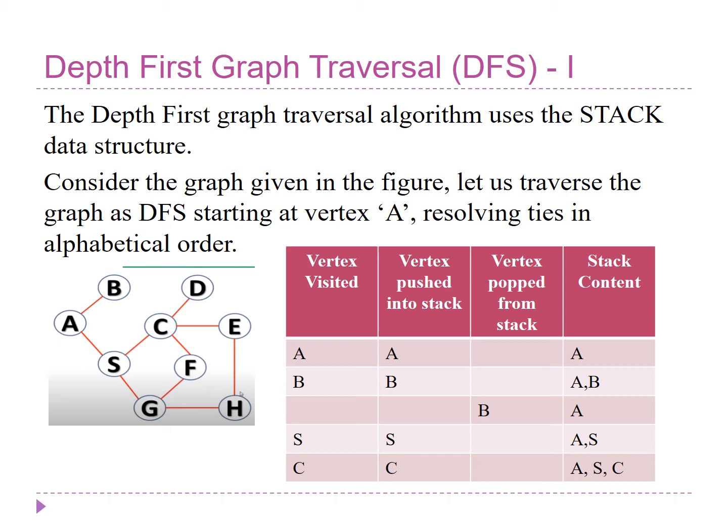The unvisited vertex of A is visited now, which is S. S is marked as visited and it is pushed as the content of the stack. Then the adjacent vertex of S, C, is marked as visited and it is pushed as the content of the stack.